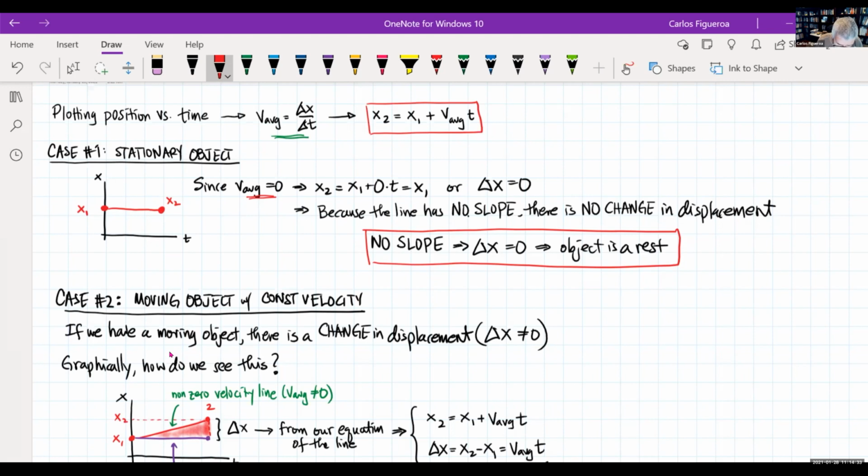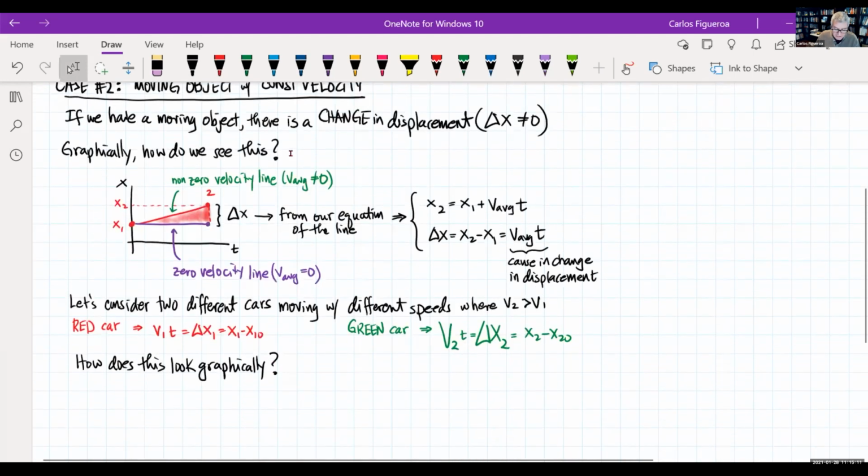So when I go and I graph that, x1 and x2 is then drawn as a flat line. That is a line with no slope. But a line with no slope implies that there's no change in the displacement, as we see right here. So from now on, even though I have a complicated curve, if there is no slope to that line, that means that there's 0 displacement at that point. And if there's 0 displacement, the object must be at rest. Okay, now let's move on.